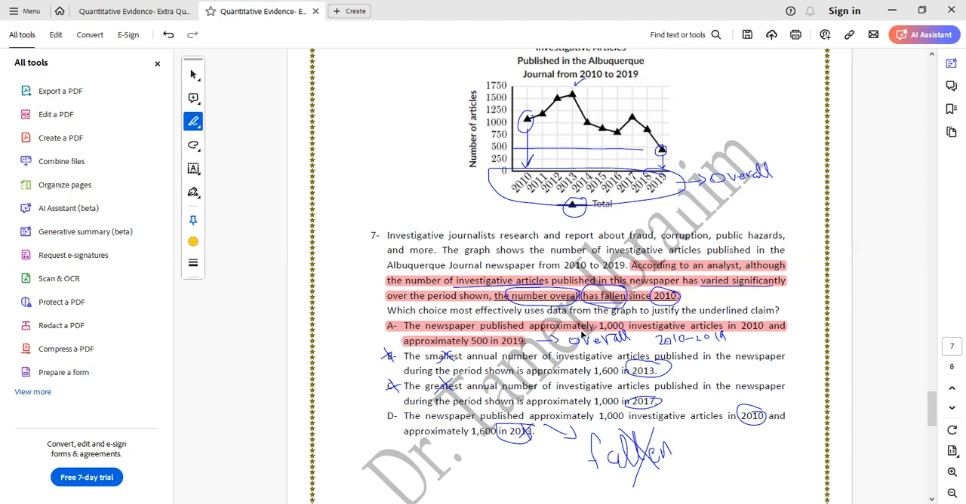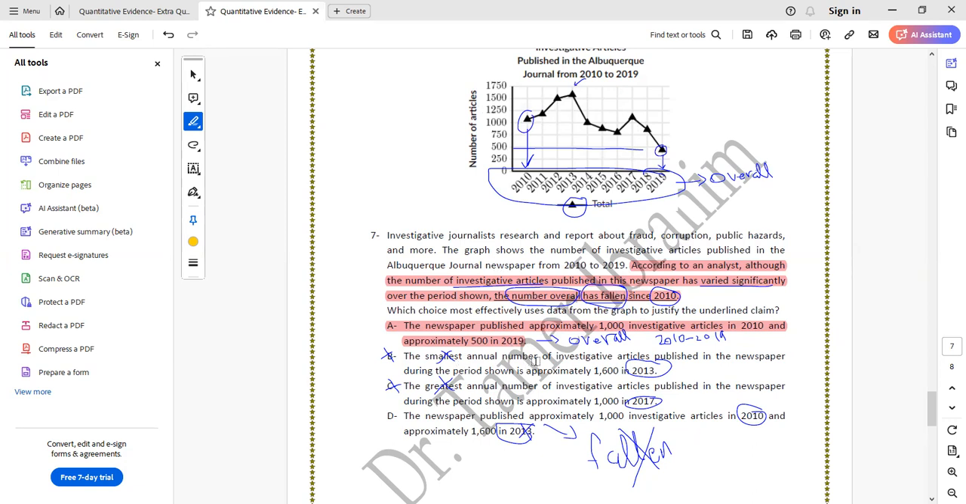The newspaper published approximately 1,000 investigative articles in 2010. Yes, it's around 1,000. And approximately 500 in 2019. Yes. So now it shows that it has fallen from 1,000 to 500. Okay, it can be the answer.